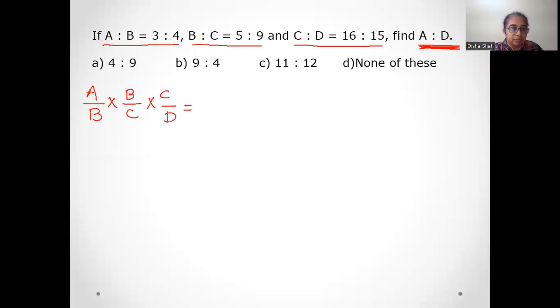तो ये किसके बराबर होता है? इसमें B भी gets cancelled, C gets cancelled. This is nothing but A by D. मतलब अगर आपको A by D की वैल्यू चाहिए तो आपको यहाँ पर वैल्यूज डालनी है.